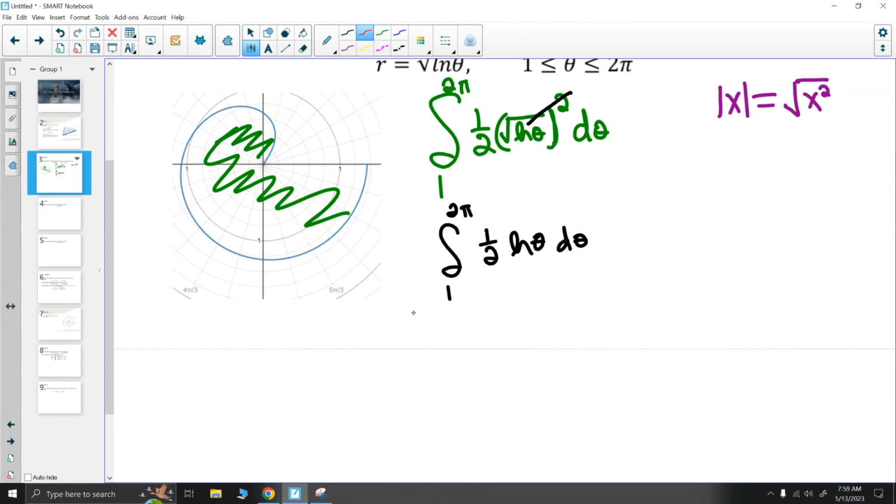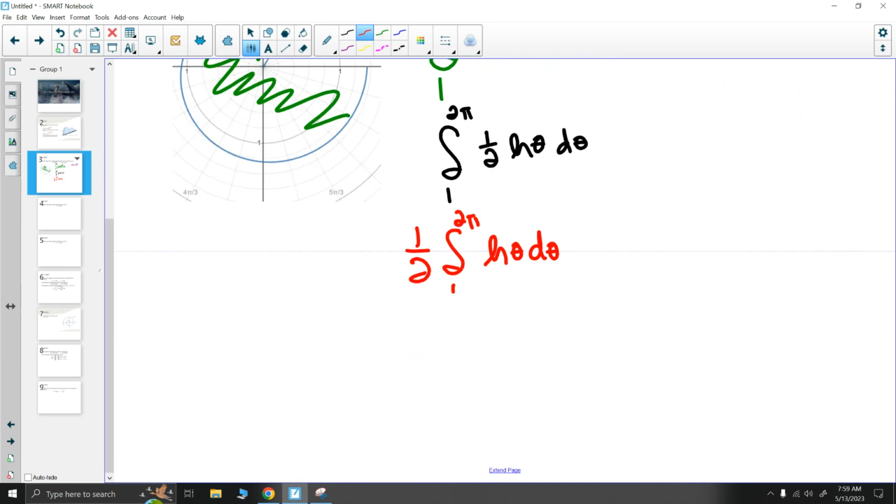So we're going to integrate this thing. I'm going to pull that 1/2 out: integral from 1 to 2 pi of natural log theta d theta. Now I don't know what the integral of ln theta is off the top of my head. This is going to be derived via integration by parts, so uv minus the integral of v du.